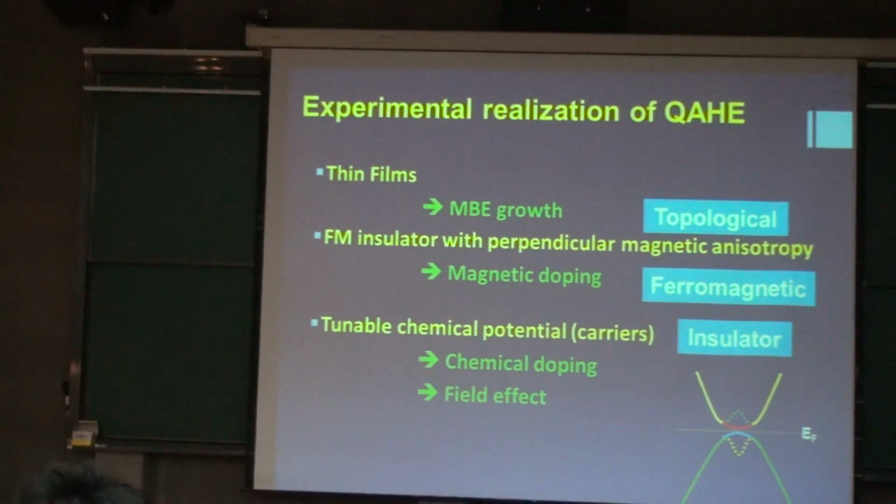For an experiment to realize this quantum anomalous Hall effect, we need a thin film, because it is still very difficult to prepare a high quality insulating topological insulator. Using a thin film, we can reduce the contribution of the bulk trivial electronic states. Also, the second criterion is a ferromagnetic insulator with perpendicular magnetic anisotropy. You then open the gap at the Dirac point, and then you expect the quantum anomalous Hall effect.